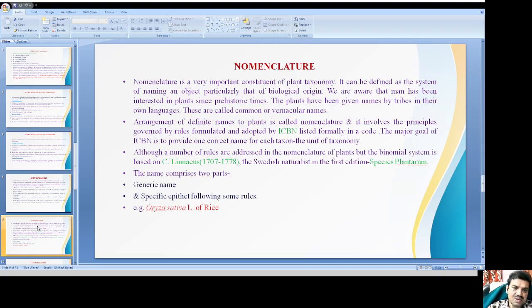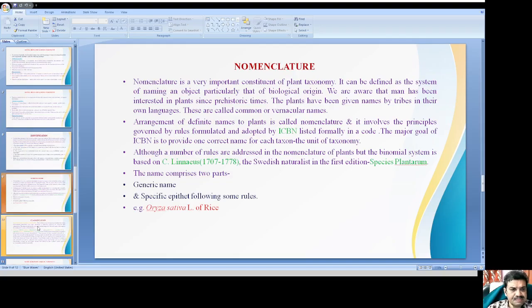The first part is called the generic part, and the last part is the specific epithet. The generic name and specific epithet are followed by the name of the author, that means author citation, which is basically written in acronyms. Say for example, the scientific name of rice is Oryza sativa L. Oryza is the generic name, sativa is the specific name. L comes from Carolus Linnaeus, who first introduced these systems.